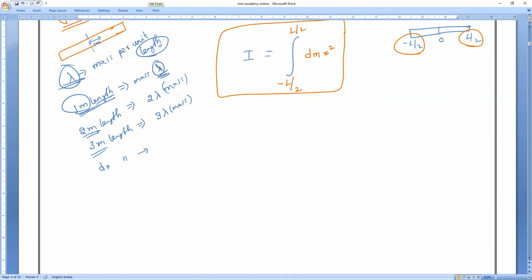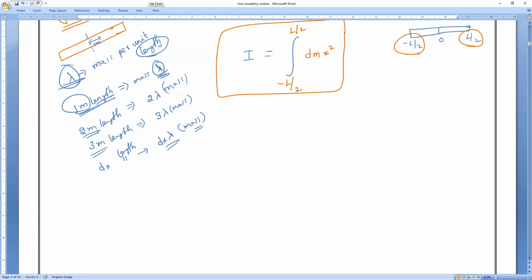Please speak. If it is 3 meters, it means 3 lambda. Now dx means what? Everybody, dx lambda. If I take dx length, what is the mass of that? Please respond. Dx into lambda. So that is what it is.